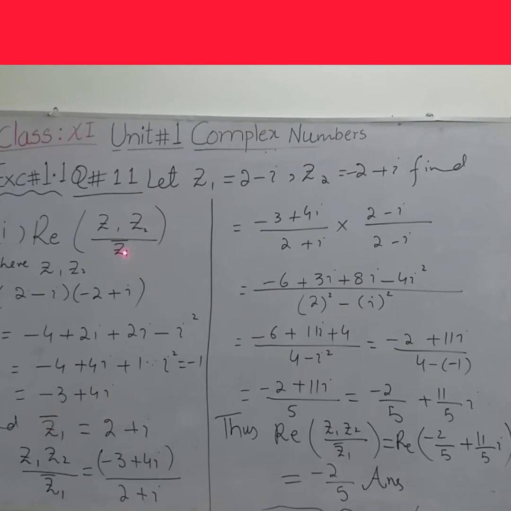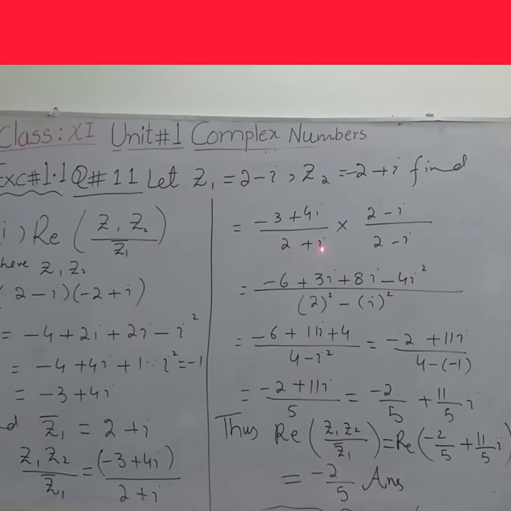Then taking for denominator z1 conjugate. Now z1 is 2 minus iota, so z1 conjugate is 2 plus iota. So z1 z2 divided by z1 bar is equal to minus 3 plus 4 iota over 2 plus iota. Now to simplify further, multiplying and dividing by the conjugate of 2 plus iota, which is 2 minus iota. So we have minus 3 into 2 minus iota, minus 6 plus 3 iota, 4 iota into 2 minus iota, 8 iota minus 4 iota square.